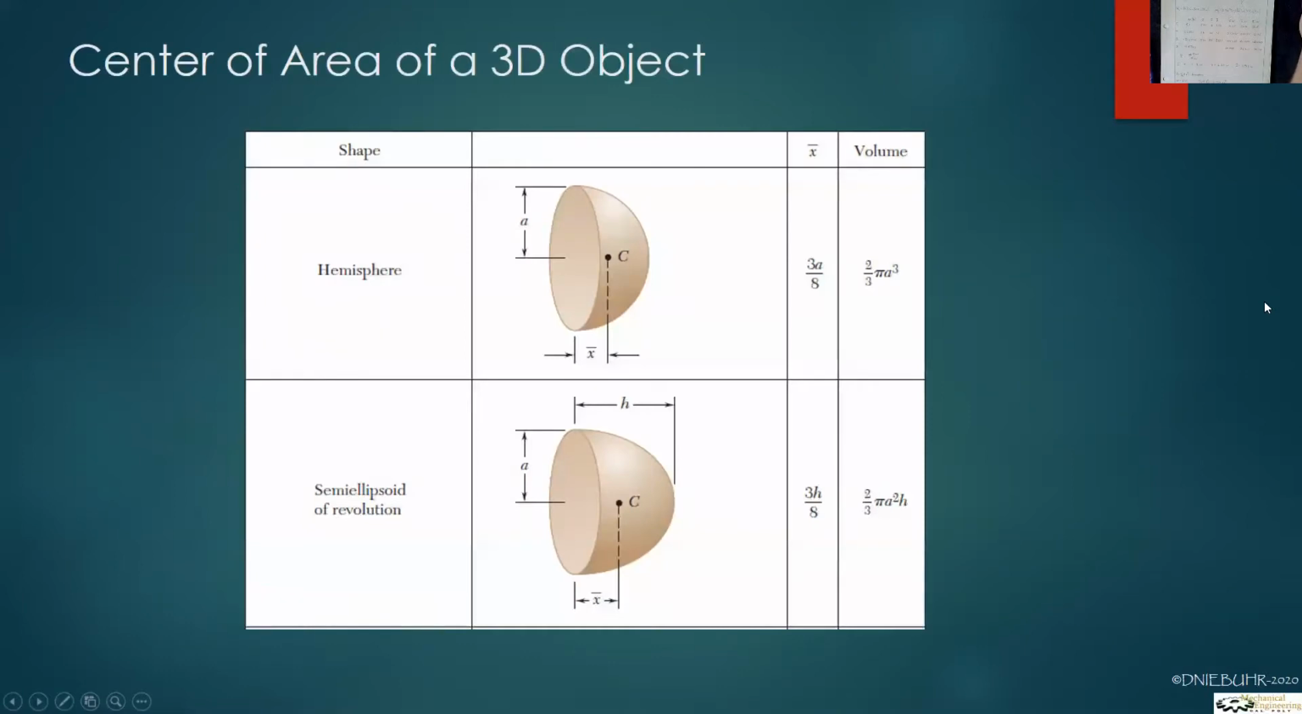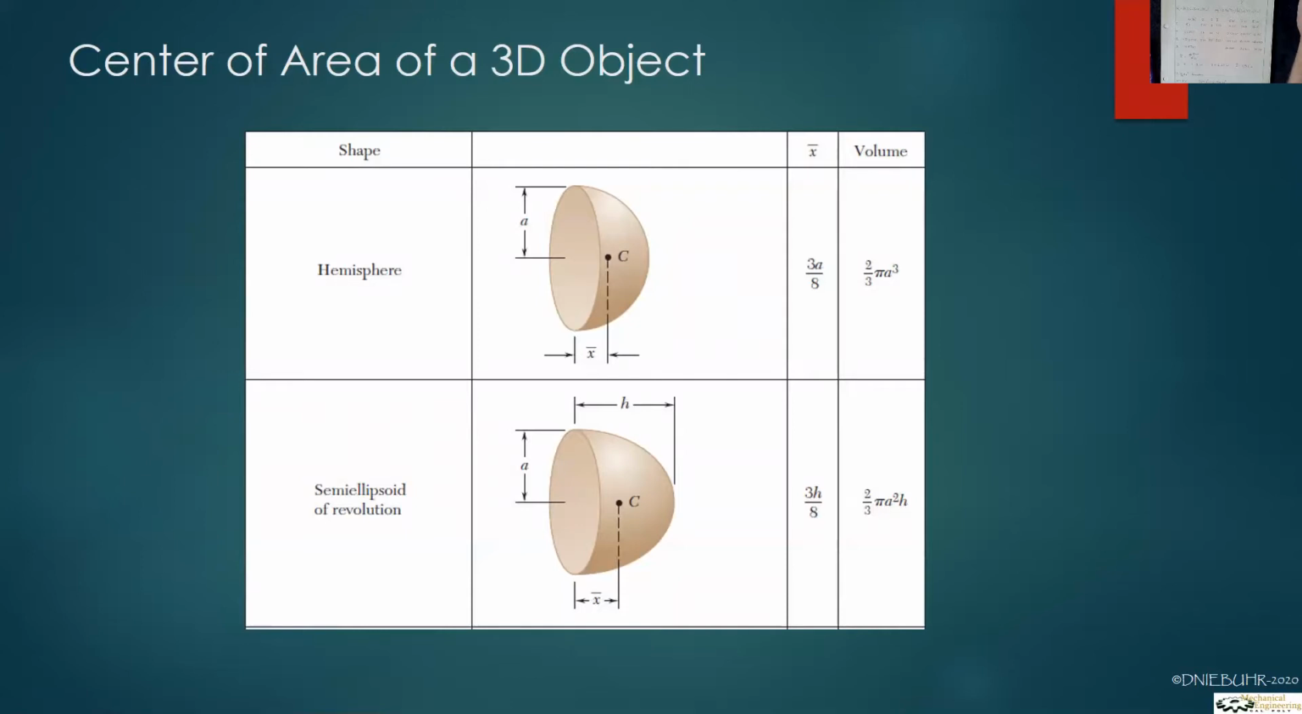So if you look in your book again, there is a table of varying shapes. For example, the hemisphere, we're going to be using that in this first example. To find the X bar of the hemisphere, it's 3a over 8. And as we know, 4/3 pi r cubed is the volume of the sphere, so it makes sense that half is going to be 2/3 pi r cubed, or a in this case.